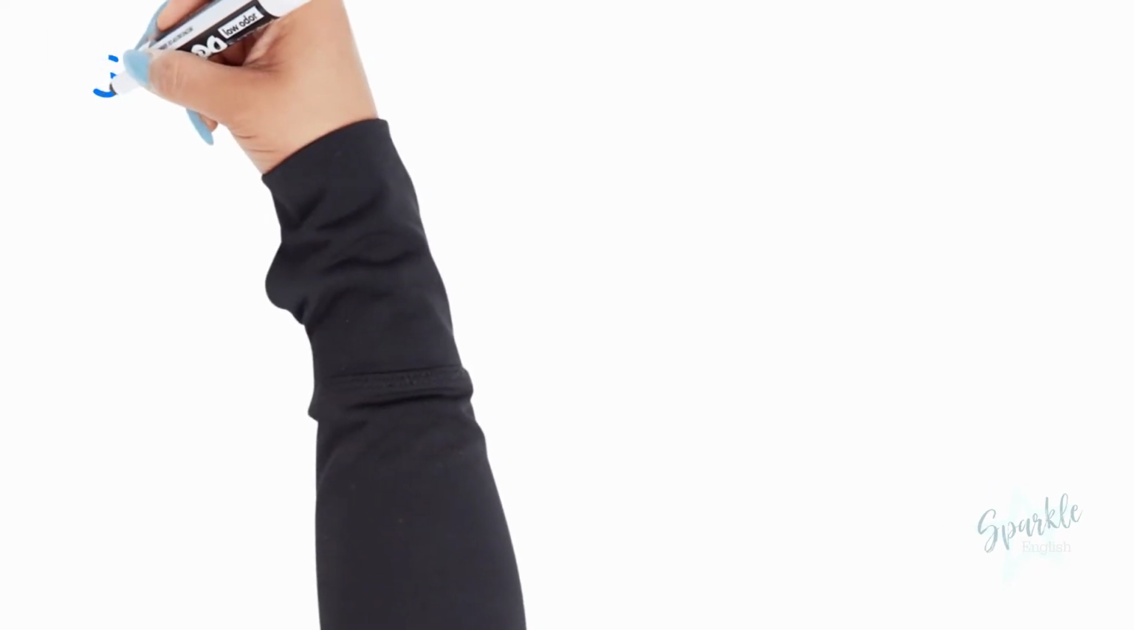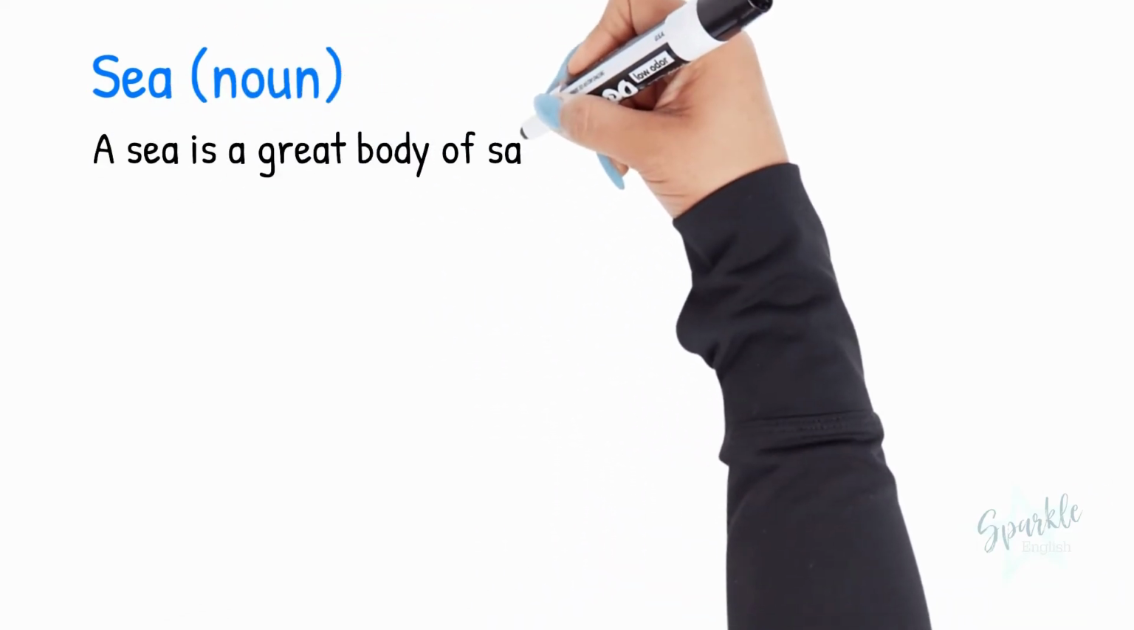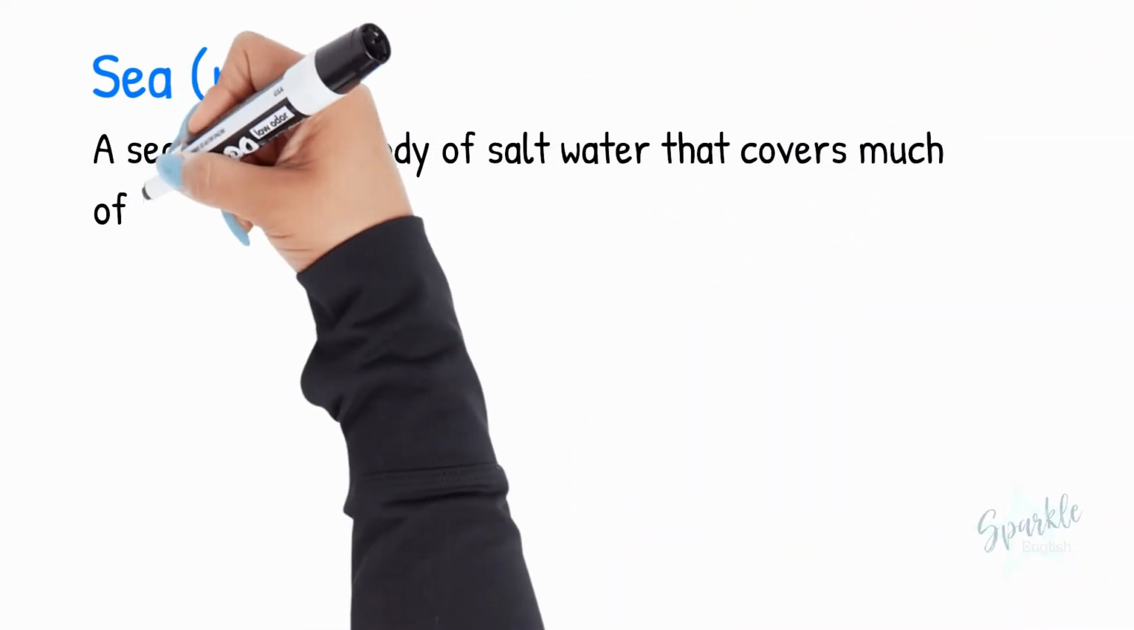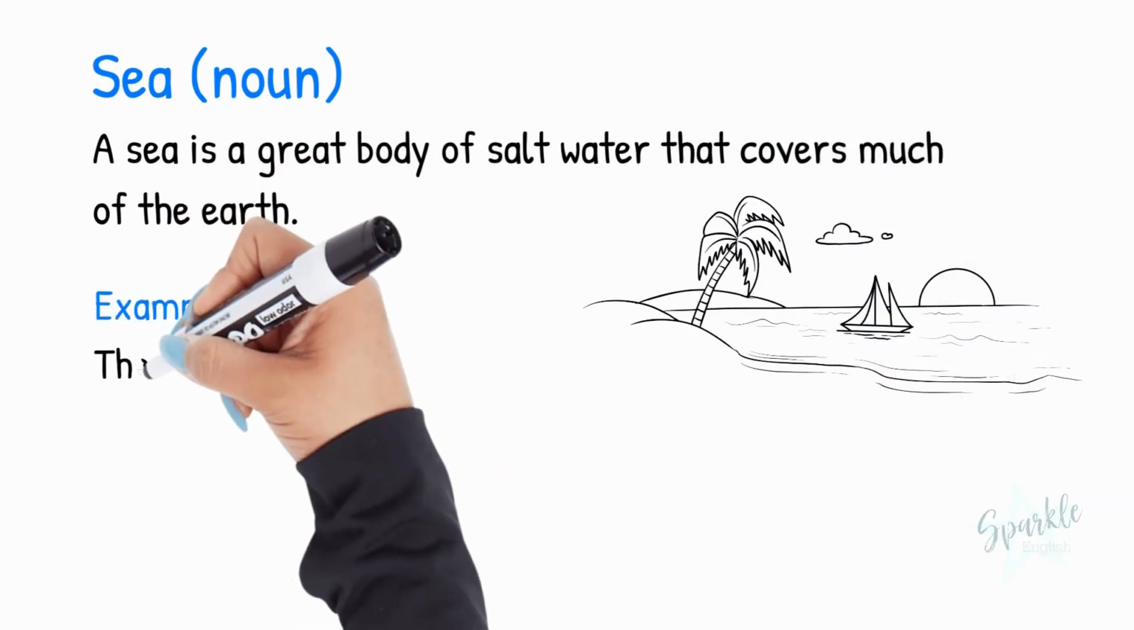Now let's review the word sea, spelled S-E-A. Sea is a noun. A sea is a great body of salt water that covers much of the earth. Let's look at some examples.